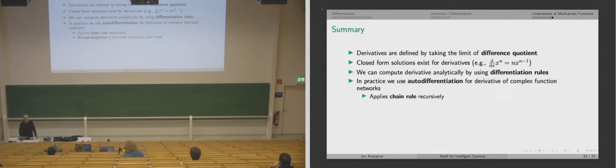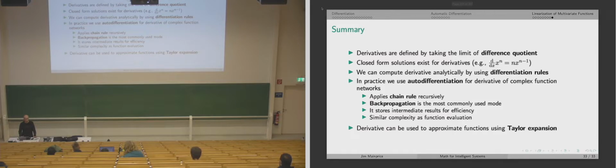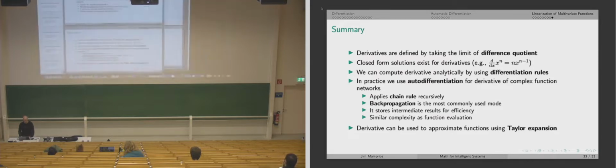Backpropagation is the best way to do that when we have a network or a function, a computational graph, that collapses to a single scalar, and it does that efficiently by storing the intermediate results, especially the derivative of each node with respect to its own inputs and not the parameters. And when we have complex functions, we can approximate them using derivatives. This leads to the Taylor expansion, and that's it.